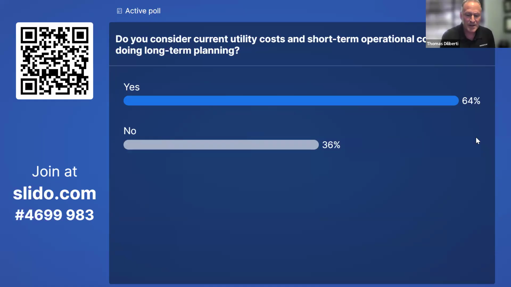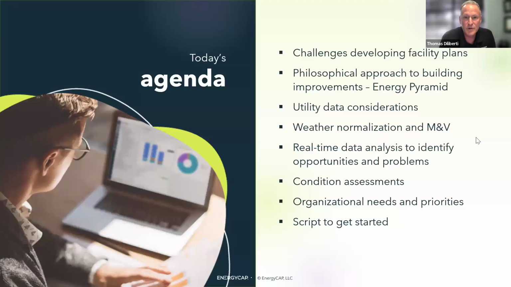Okay, so I think everybody can see this on the screen. It splits down about a third and two-thirds. So it looks like roughly two-thirds are considering it and maybe a third is not. Okay, so moving on.